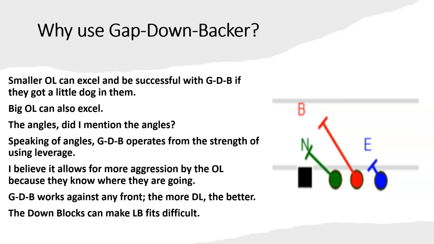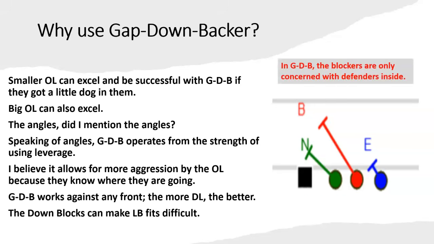Down blocks make linebacker fits difficult because that A gap disappears, that B gap disappears, that C gap disappears when those linemen start blocking down. Where do I fit? And if they're doing it right and they're fitting it and the O line is coming off like they're supposed to, there is no gap. And that's when you wind up with linebackers playing flat and over the top of the down block.